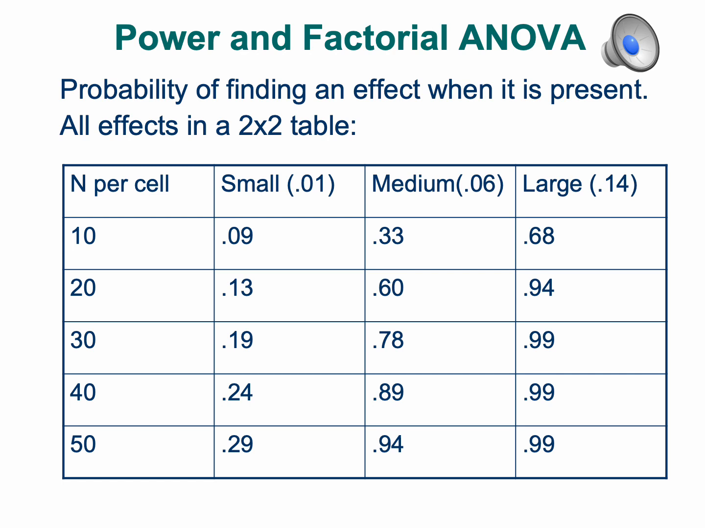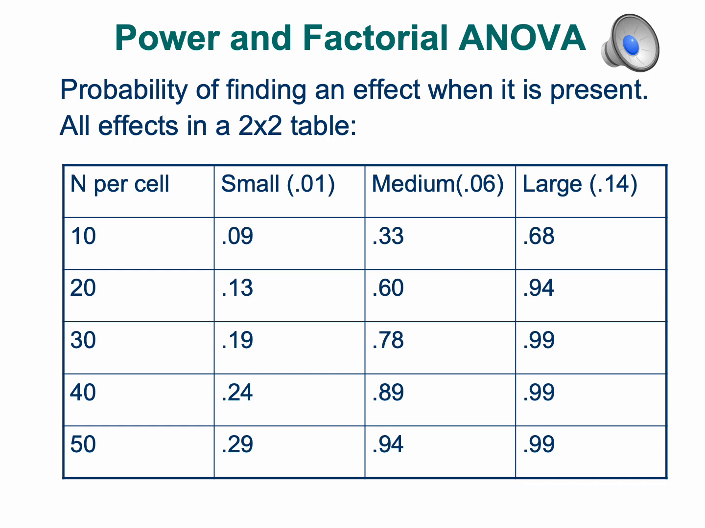The concept of power is the same as it is in the other procedures. The power is the probability of finding an effect when it's present. And this refers to a 2x2 table, a factorial ANOVA table. Notice that as the effect size goes up from small, medium to large, the power goes up. The probability of finding that effect goes up the bigger it is. And the probability of finding an effect goes up the larger the sample size.